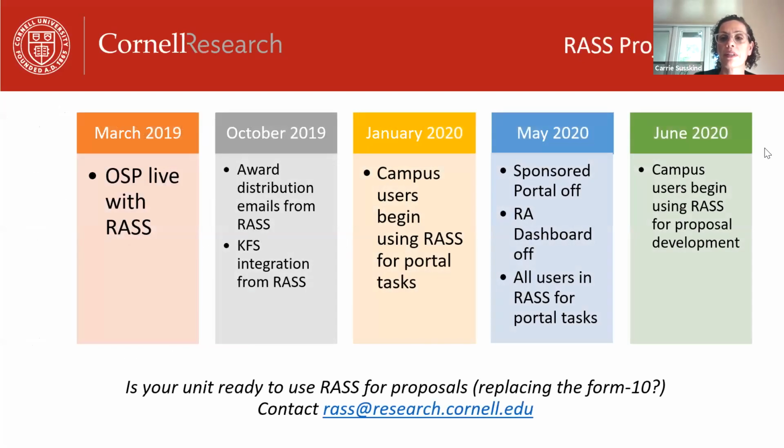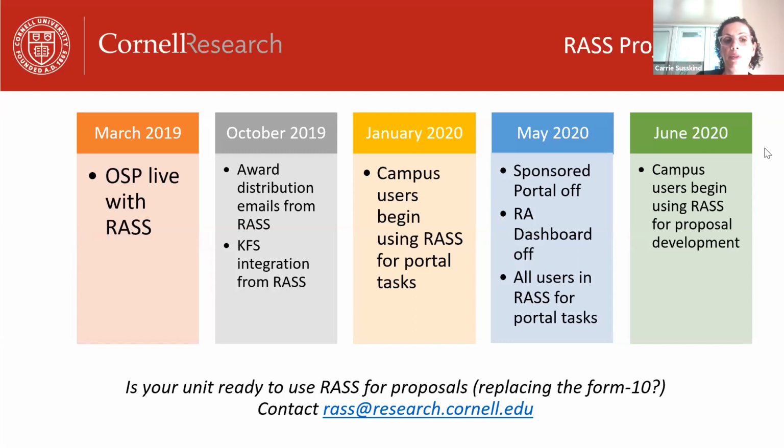So just talking about the RASS project and where we are now and where we've been. The Research Administration Support System went live back in March of 2019. And at that time, OSP began using RASS to input proposal and award information. When they received a Form 10, that data got entered into RASS. And meanwhile, we also entered that data into the older system, which was called ESRA, in order to keep the sponsored portal up and running.